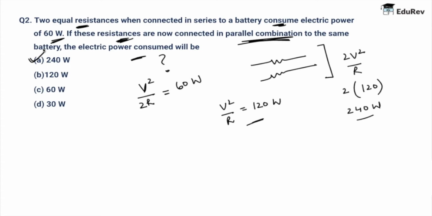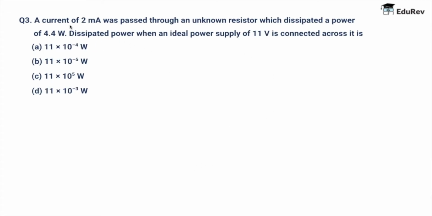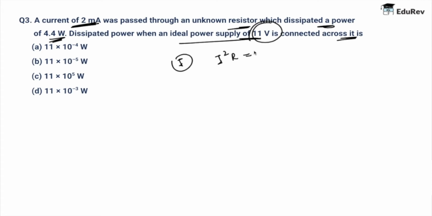So let's move on to the third question. The third question says a current of 2 milliampere was passed through an unknown resistor which dissipated a power of 4.4 watts. Now what is the dissipated power when an ideal power supply of 11 volt is connected across it? So in case 1, I²R equals P. This is the equation which I am using. If I manipulate the equation, can I write that R equals P by I²? Of course, we can surely do this. So I know the value of P, I know the value of I.